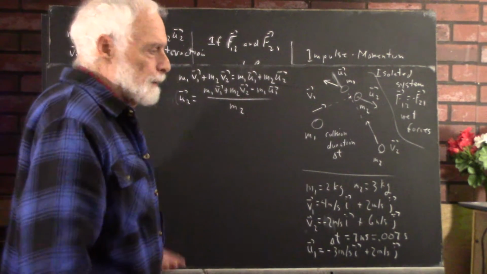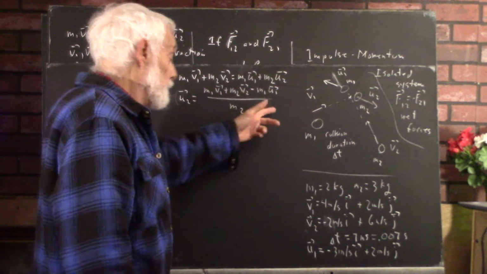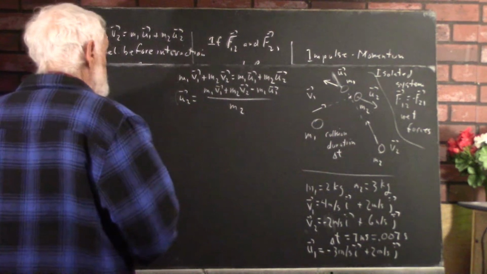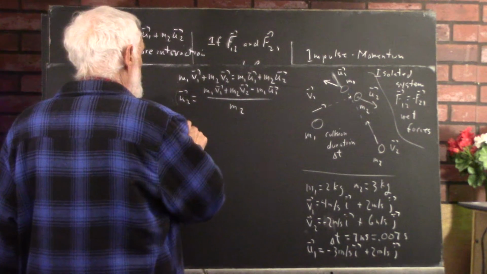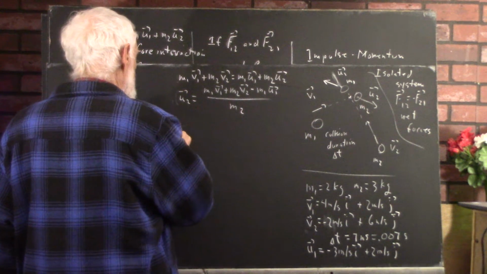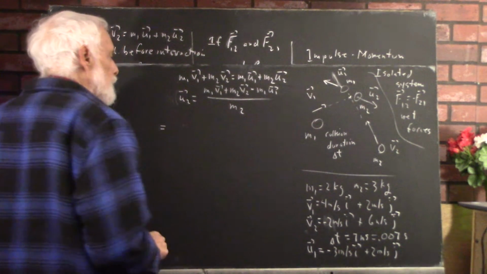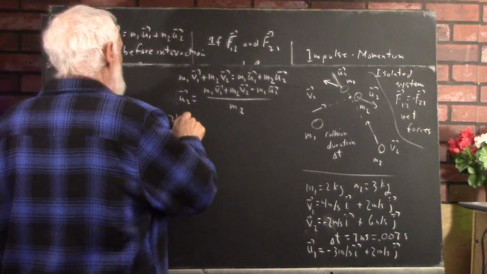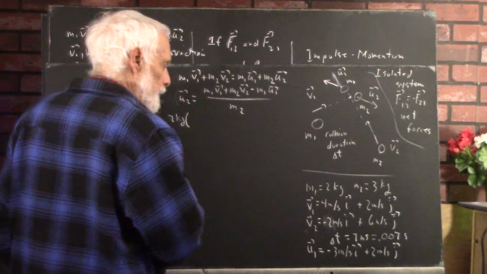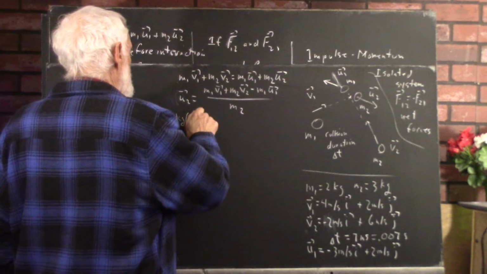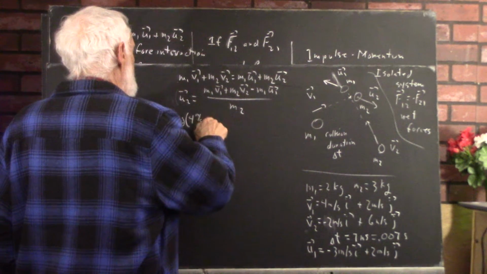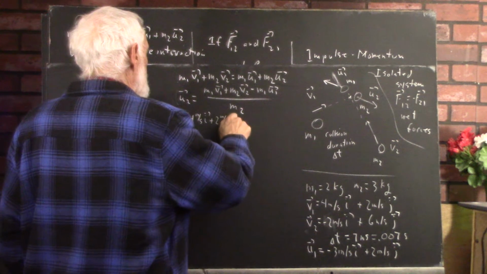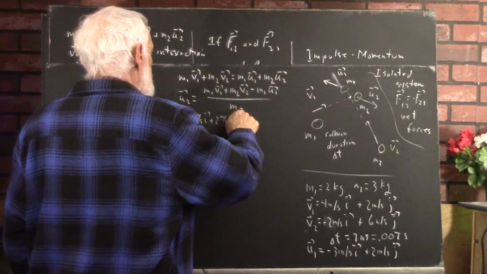Well, that's really pretty easy now. All we've got to do is substitute our masses and our velocities, and we're going to get U2. So this equals 2 kilograms times 4 meters per second I plus 2 meters per second J.